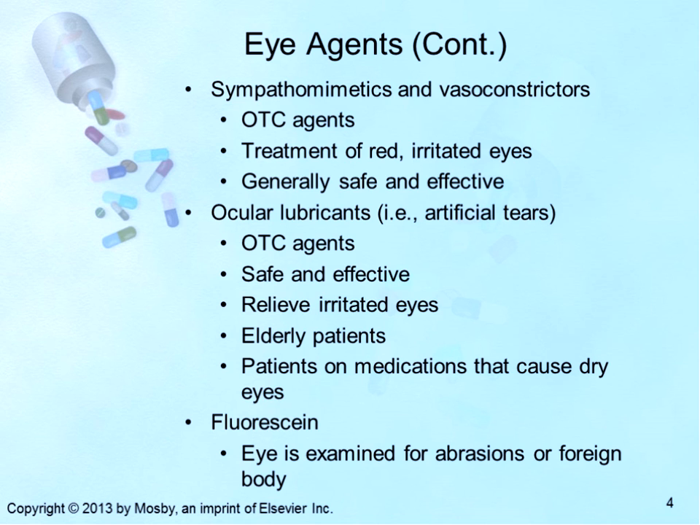Other eye problems: sympathomimetics and vasoconstrictors are over-the-counter agents that are commonly used for relief of red eyes or irritated eyes. Generally, they're safe and effective. However, chronic use is discouraged because of rebound inflammation. Ocular lubricants, such as artificial tears, are also over-the-counter agents. These are very safe and effective in relieving irritated eyes. They're used in elderly patients especially, and in those who are on medications that cause dryness of the eyes.